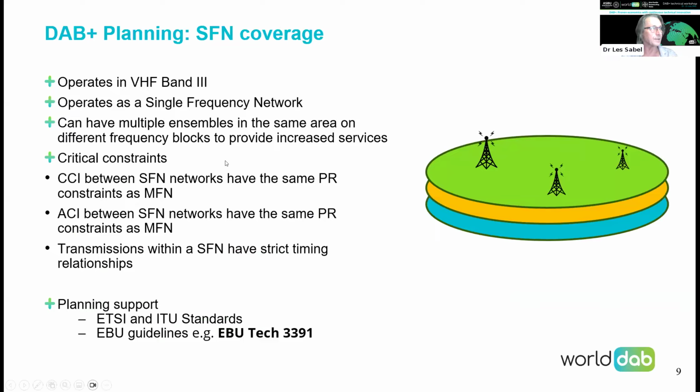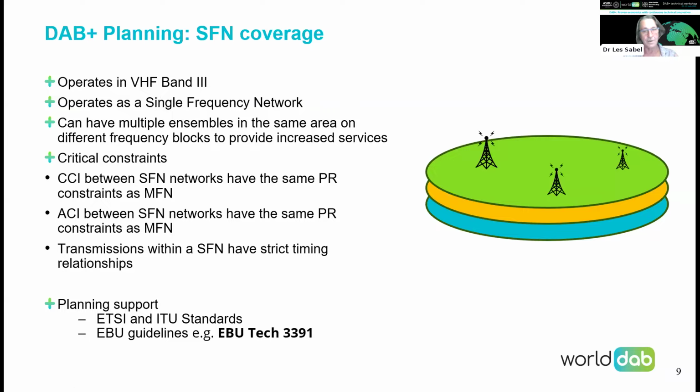Moving to single frequency network coverage, same thing, VHF band 3. In this case, the critical constraint is the CCI between single frequency networks, which has the same PR constraints as the multi-frequency networks, okay? And the ACI has the same constraints as the multi-frequency network. But within SFNs, there are strict timing requirements. Again, these are all defined in the standards documents.